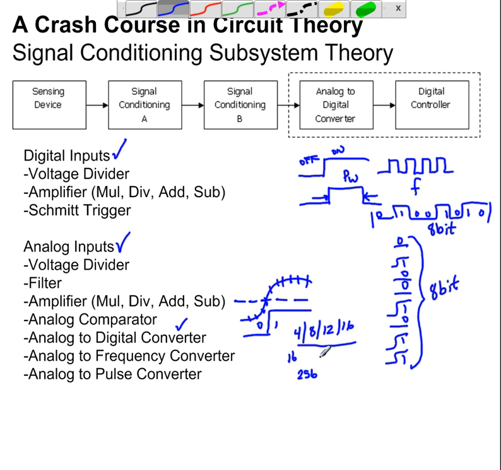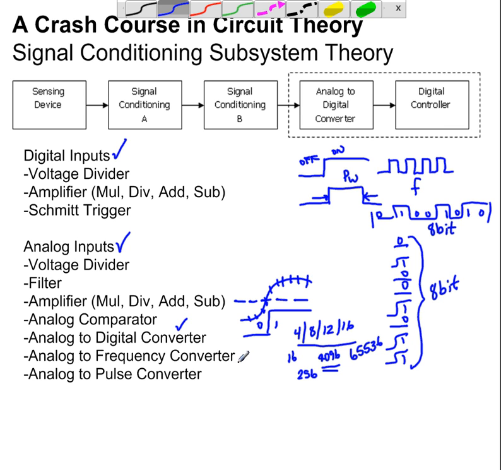12 bits allows you 4,096. And this is very common for most analog applications. But if you really need to have a very, very close representation of the analog data, you can actually go to 16 bits, which will give you 65,536 different points along this analog curve.